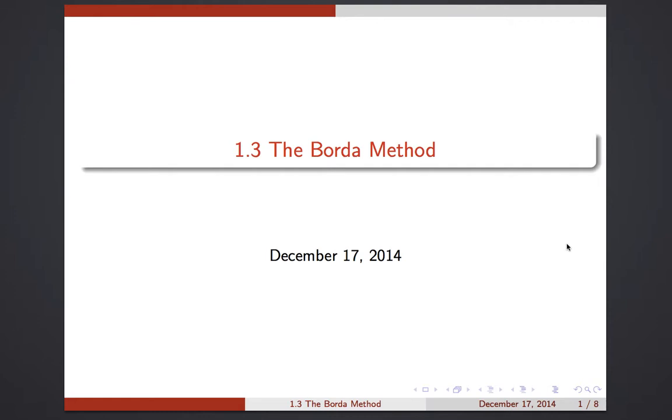And the main pro of the plurality method is that it's very simple. You just count the number of first place votes each person gets, and the person with the most first place votes is declared the winner. Okay, it's simple and straightforward. However, the plurality method has many drawbacks, and I won't go through all of them again, but one of the main ones was that the plurality method lends itself to insincere voting or indifference.